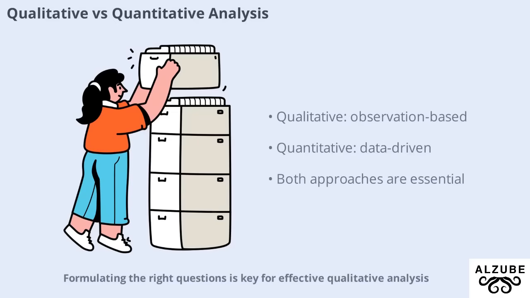Formulating the right questions is key for effective qualitative analysis, such as asking what movement patterns are present or what factors might be limiting performance. By combining both approaches, biomechanists can provide comprehensive evaluations that lead to better outcomes for athletes, patients, and anyone interested in human movement.